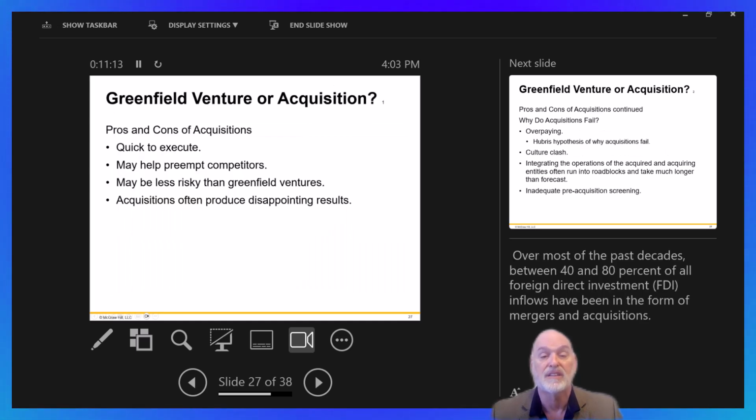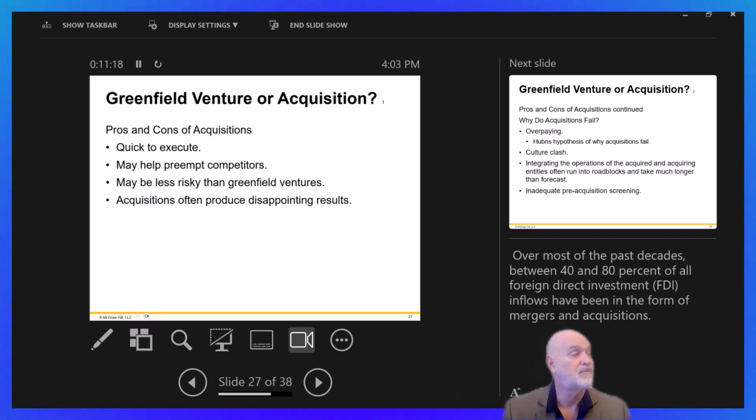The greenfield venture or acquisition. The pros and cons of acquisitions. Well, one of them is quick to execute. It also may help to preempt competitors and keep them out of the market, and it may be less risky than greenfield ventures. Acquisitions often produce disappointing results.